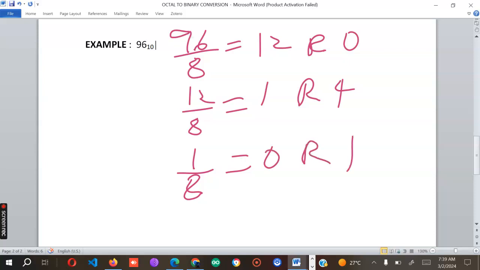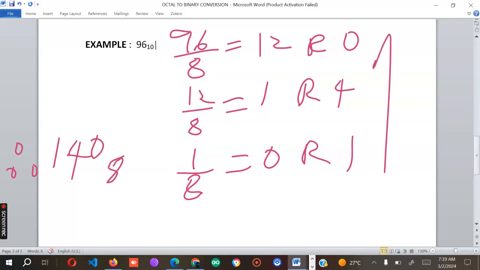I hope that you have gotten the answer as 140 base 8. It is that simple because we are supposed to read the answer upward. So that is how we convert decimal numbers to octal numbers.